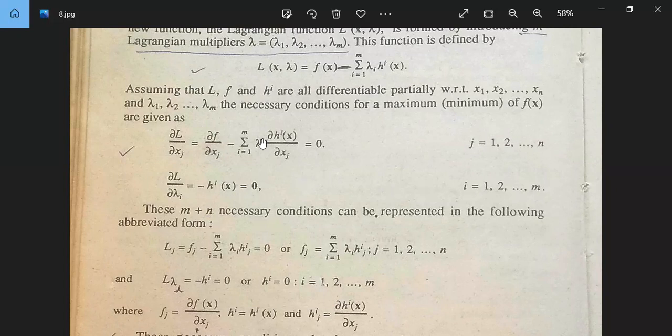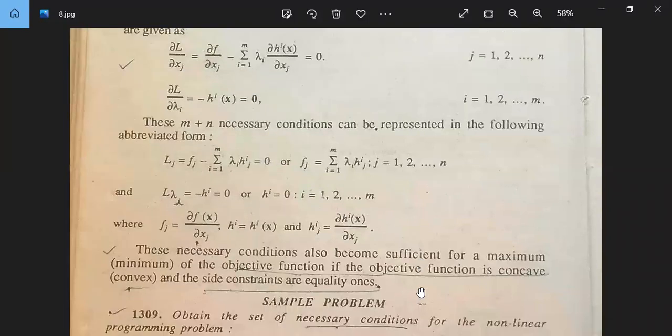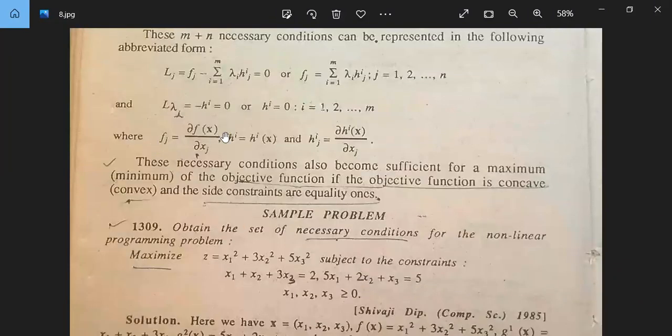Conditions कितने हो गए? ये n conditions हो गए. This is m. So these m plus n necessary conditions can be represented in the following abbreviated form. जैसे Lj is equal to fj minus summation i equal to 1 to m lambda i hij equal to 0, or fj is equal to summation i equal to 1 to m lambda i hij, j is equal to 1 to so on n, and L lambda i is equal to minus hi, this is 0, for i equal to 1 to so on m, where this fj is del f by del xj, hi is hi, and hij is del hi by del xj.